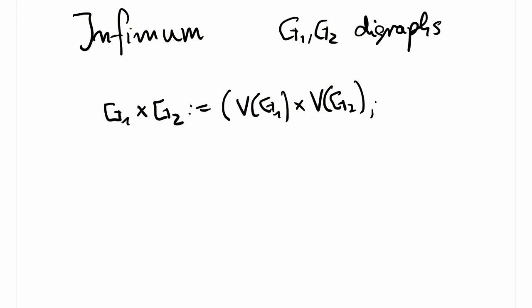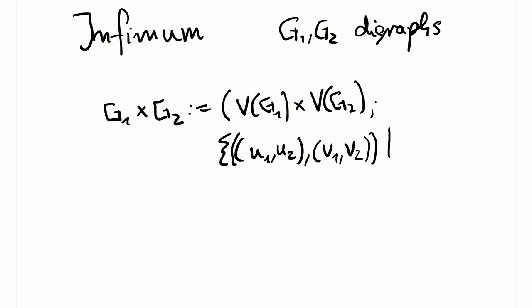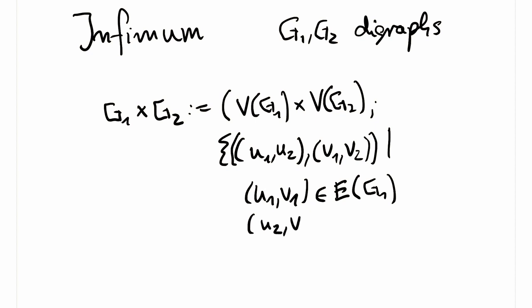We put an edge between two of such pairs. Let's call them (u1, u2) and (v1, v2). We make them an edge, these two pairs, if component-wise we have an edge. Meaning that (u1, v1) should be an edge in G1, and (u2, v2) should be an edge in G2.